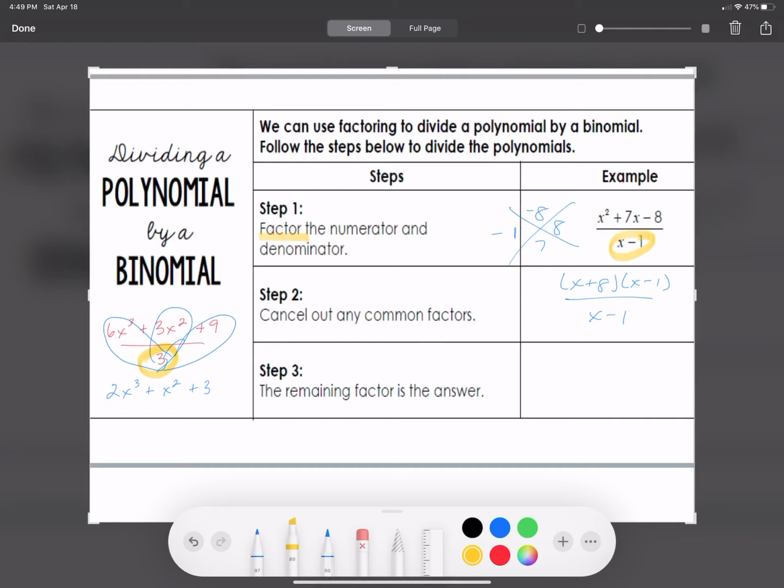The next step says I can cancel out any common factors. So I have an x minus 1 in my numerator and an x minus 1 in my denominator. So they're gone. So my final answer is just what is remaining, which is the x plus 8.